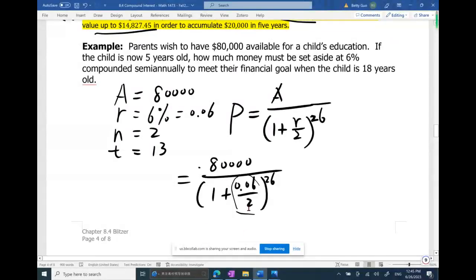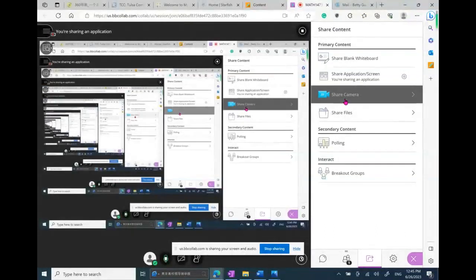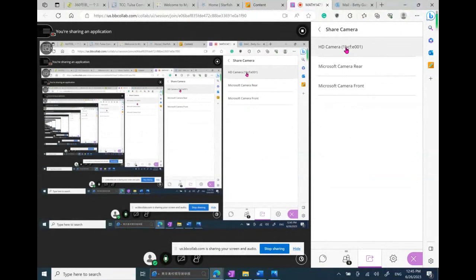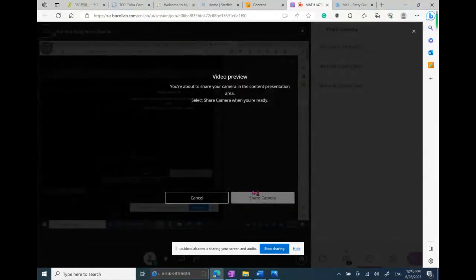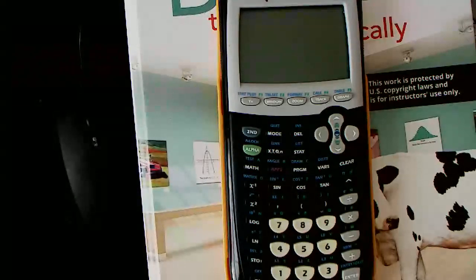Now let's go back to find the value. Share camera, HD camera. Share camera. You are sharing the camera.